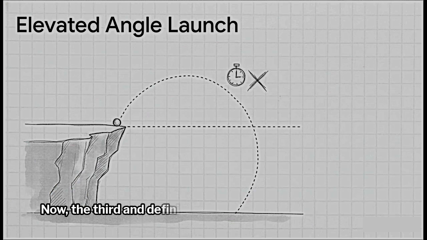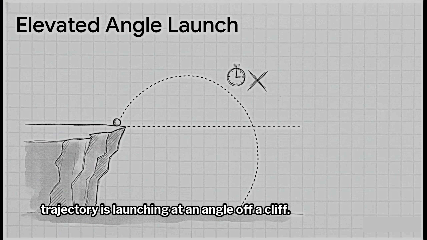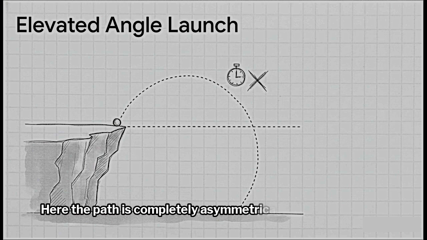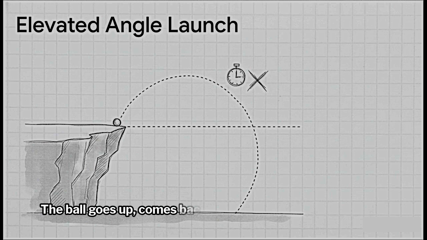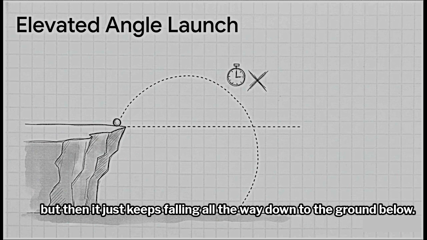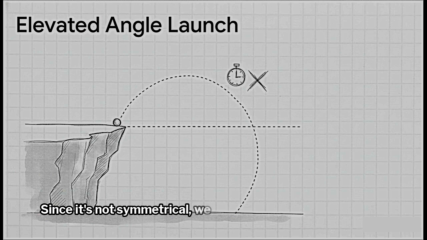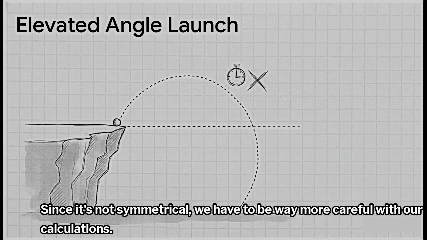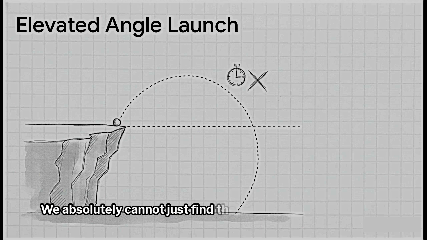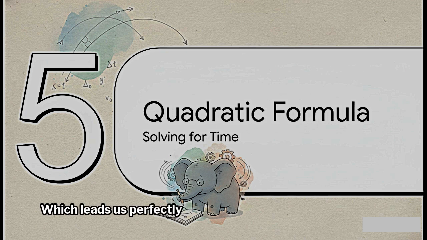Now, the third, and definitely the most complex trajectory, is launching at an angle off a cliff. Here, the path is completely asymmetrical. The ball goes up, comes back down to the level of the cliff, but then it just keeps falling all the way down to the ground below. Since it's not symmetrical, we have to be way more careful with our calculations. We absolutely cannot just find the time to the peak and double it. That won't work here. Which leads us perfectly into section 5, using the quadratic formula.